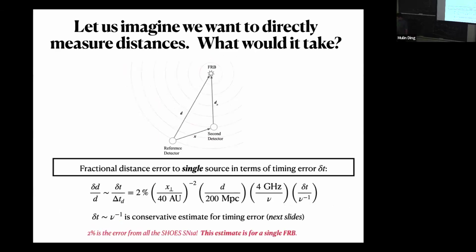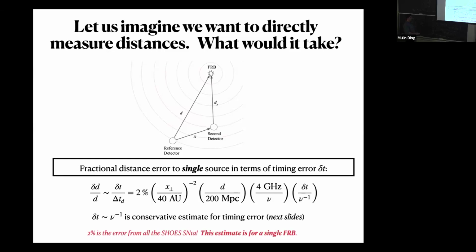Okay. All right. So we can just estimate how well I can potentially measure distance. My fractional error on distance is just going to be how well I can time my FRB signals divided by this curvature term. And so again, I'm just going to plug in, and I'm going to assume that I can time my FRB to the inverse of the frequency. Much of the rest of the talk is on that assumption. And in fact, I think a better assumption might be 1/10 of the inverse of the frequency. This is potentially conservative.